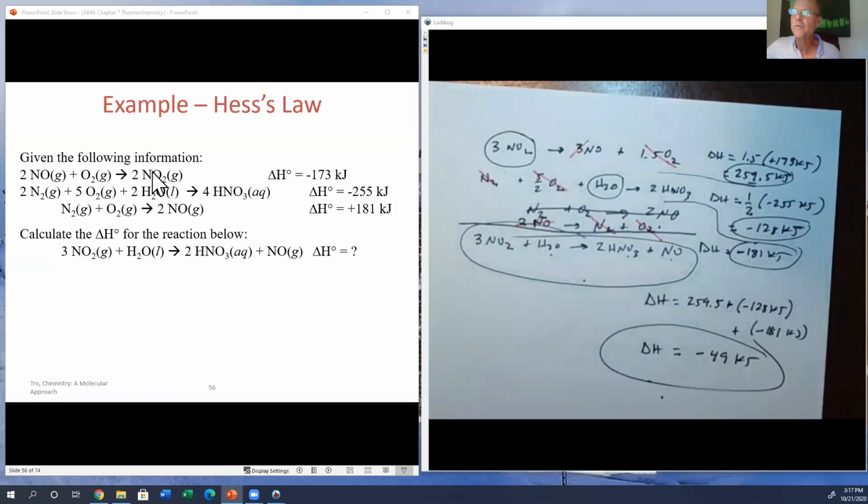And as I play around with them, I've got to remember to change the delta H's over here. So for example, if I reverse this, then I have to change the sign of that. If I multiply this by 2, I have to multiply that by 2, and so on, right? But then if I can get them to add up to exactly this reaction, then the delta H for this reaction will be equal to the sum of the delta H's for the individual steps.